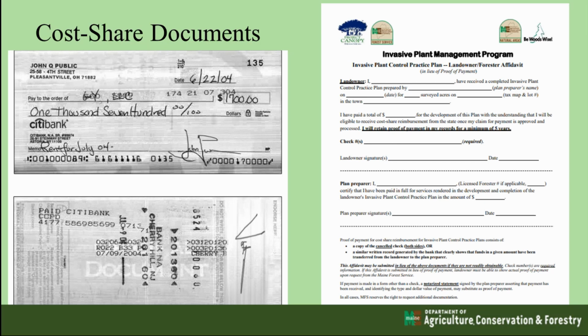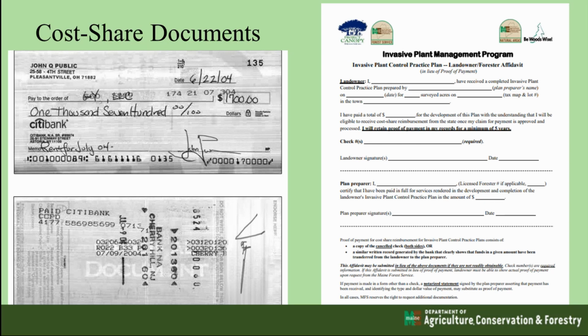In that section, there is a portion where the landowner will write their name, the plan preparer, date, surveyed acres, an estimation of where the property is located, that tax map and lot number, and what town, the amount that they paid for the plan, and then some sort of proof of payment with their signature. I put here a check front and back, and you'll see on the affidavit there's a place to write the check number. There's a space at the bottom of that affidavit for the plan preparer to write their information and the amount as well as with their signature.